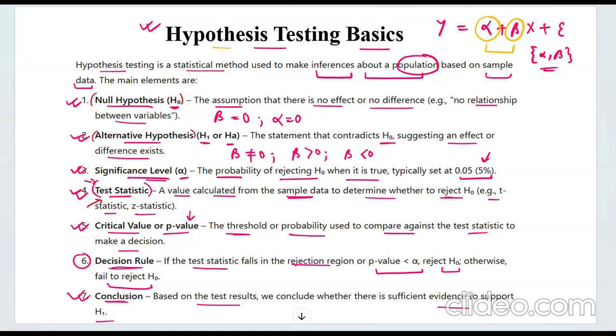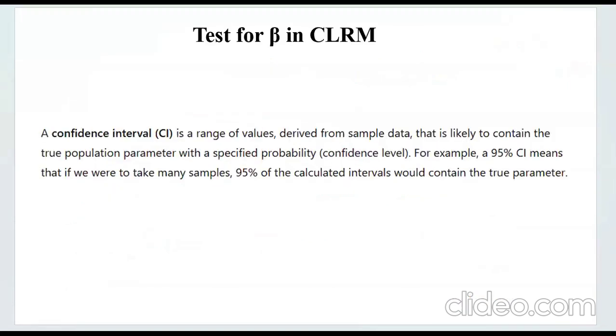Now, what do you have to do? You have to define the decision rule and the critical values. For that, you need something called the confidence interval. In order to define the critical values, you need the confidence interval. So let's see how to derive the confidence interval now.